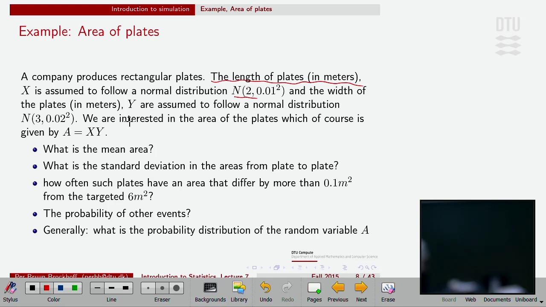What about the width of these plates? They're on average 3 meters, but there's an even less nice guy on the cutting. He has a standard deviation of 2 centimeters. So it has a sort of spread between plus minus 4 centimeters or so, this 3 meter cut that he's doing.